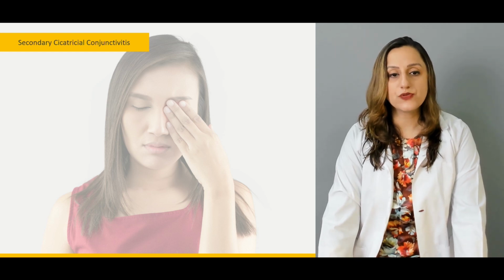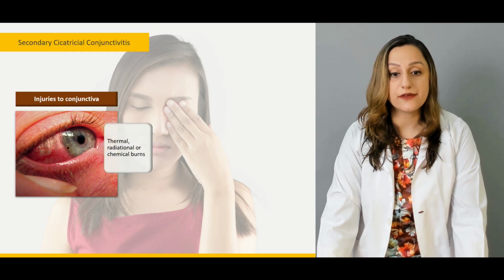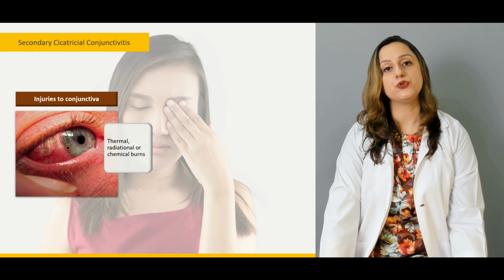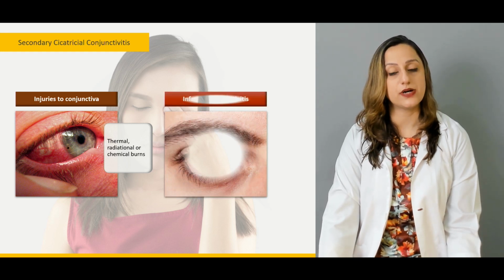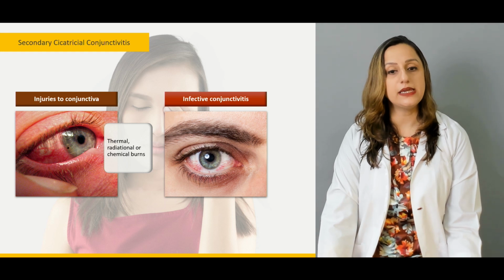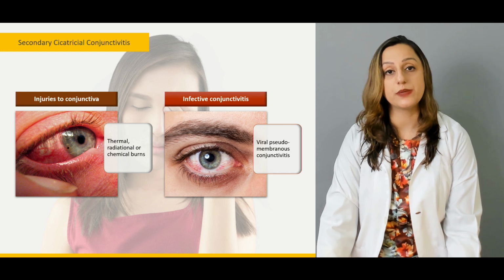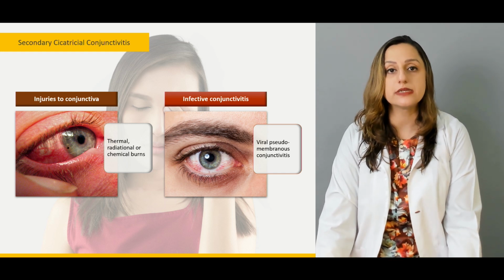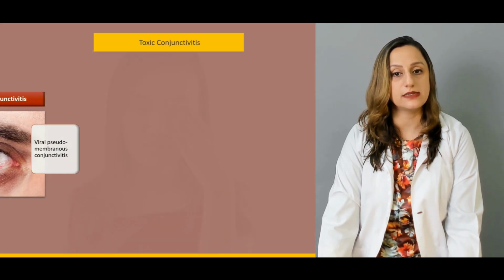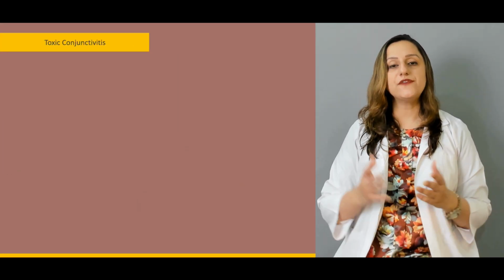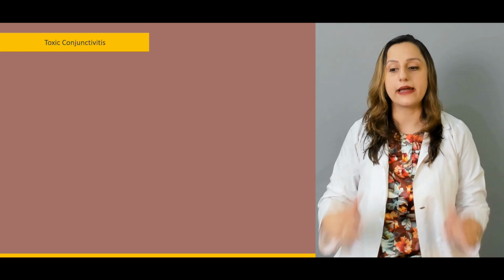Then we have the secondary cicatricial conjunctivitis, that is basically injuries to the conjunctiva, the trauma, which can be due to thermal, radiational, or chemical burns. Then we can have infective conjunctivitis. It can be the viral pseudomembrane conjunctivitis, which is quite notorious for the development of this kind of secondary cicatricial conjunctivitis in the individuals. We have another variant, which is basically known as toxic conjunctivitis.